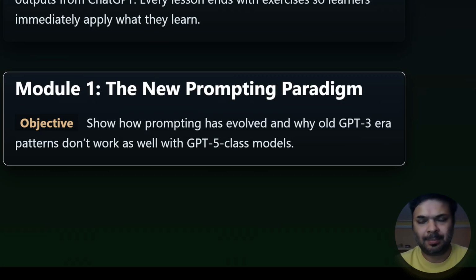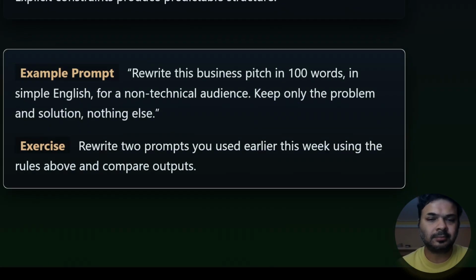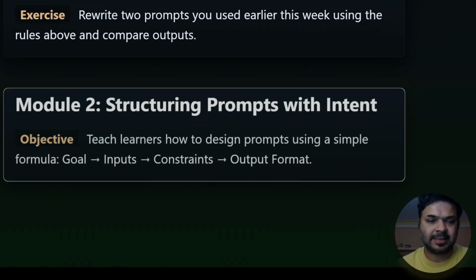The new prompting paradigm. Show how prompting has evolved and why old ChatGPT era patterns don't work as well with GPT-5 class models. So here you learn clear instructions outperform long role plays. Context beats verbosity. Models optimize for clarity and not theatrics, whereas explicit constraints produce predictable structure. So there's an example and there's an exercise.